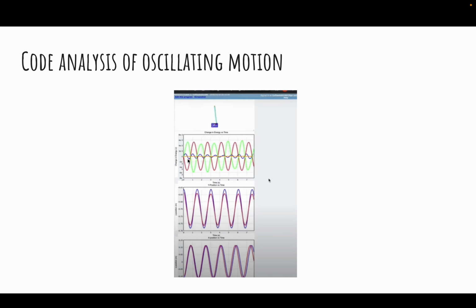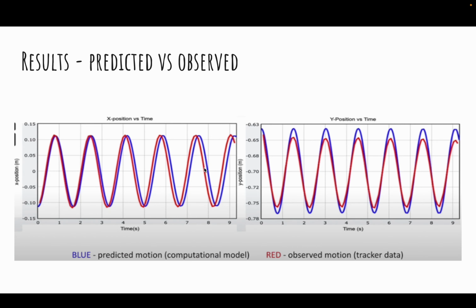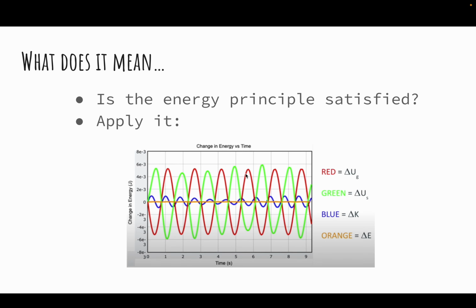And here is a snippet of my code using the Tracker data, and you can see that it is oscillating, and that yellow line, we'll see what it means later. This is the X position, and this is tracking Y position. Closer look at the results, and here's my predicted versus observed. And obviously some possible sources of error could be rounding errors after each iteration and possibly rounding of g.